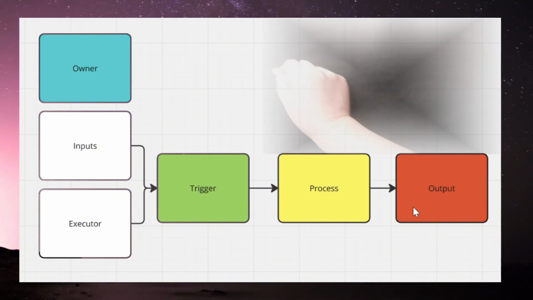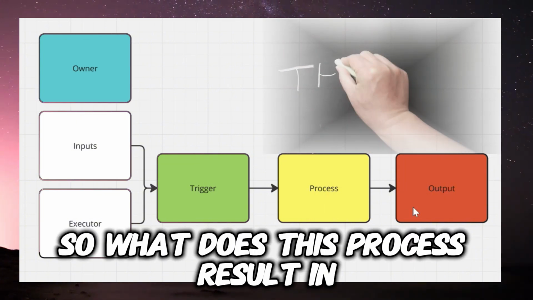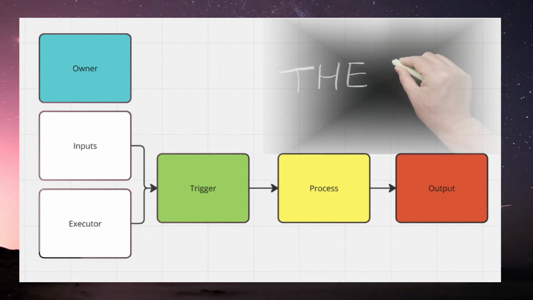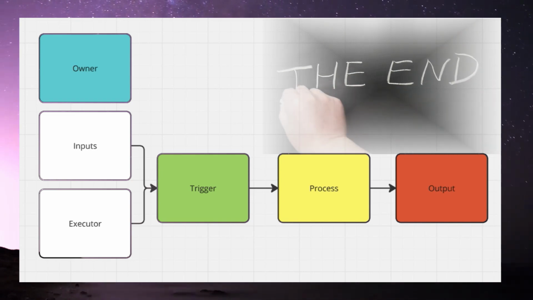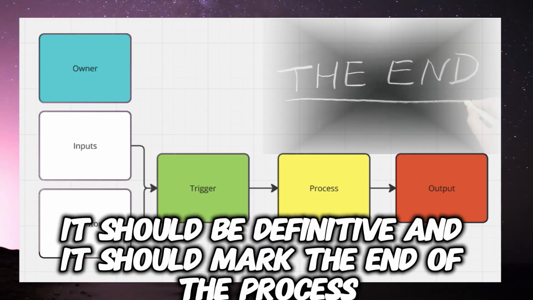But wrapping up, you need to have an output. So what does this process result in? Does it result in an email getting sent out to a client or an invoice getting paid? What does this actually end with? It should be definitive, and it should mark the end of the process.